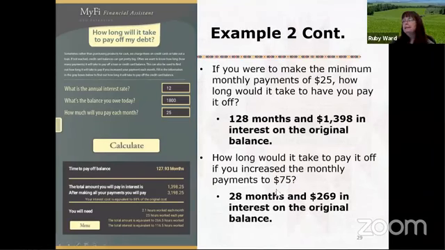If I paid $75 a month instead of the $25, it would take me 28 months to pay it off and only $269 in interest. And so again, we're going to just use the app to give you that control to calculate the situations, and then you can make the best decision for your situation.